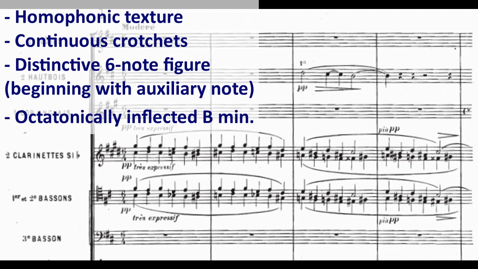One is the homophonic texture, all the parts moving together. Second is the rhythm of continuous crotchets in all the parts, obviously. Thirdly, the distinctive 6-note figure, which starts with an auxiliary note and is very similar, in fact, to the Dies Irae theme found in many other works. And finally, it's worth mentioning the heavily octatonically inflected B minor tonality.